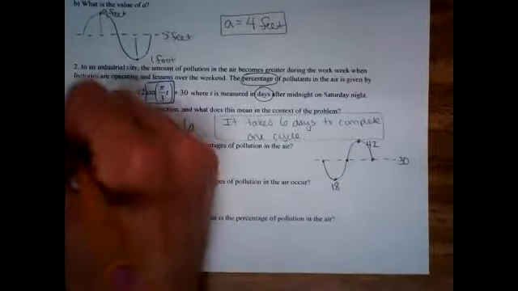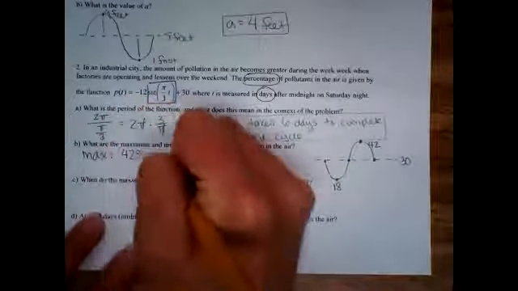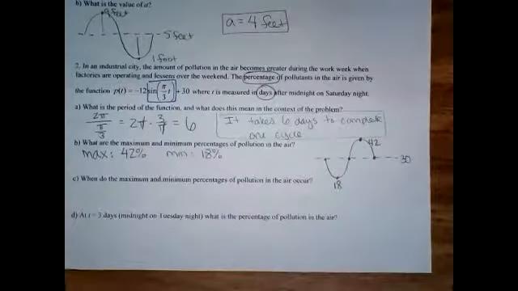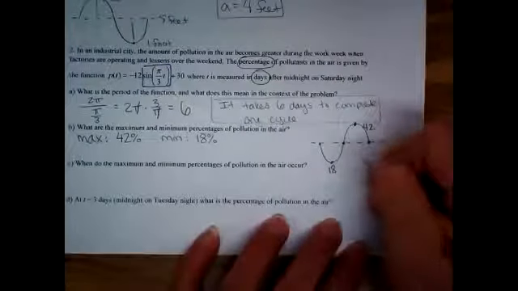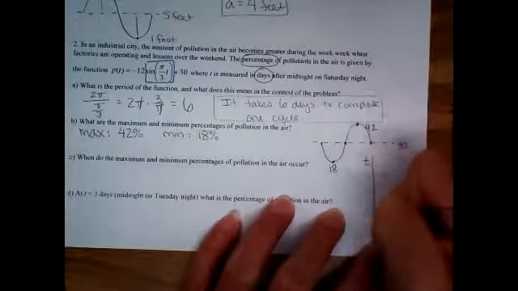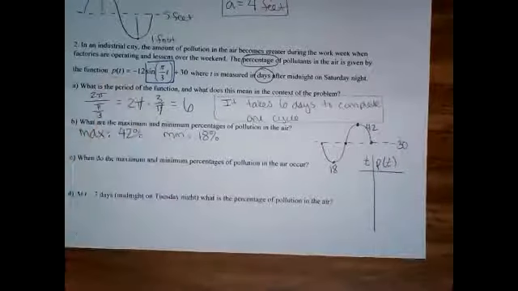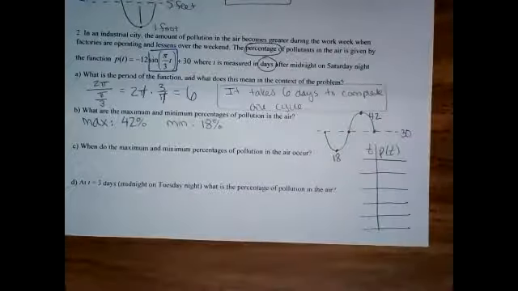So what is the maximum percentage of pollution? 42%, and the minimum is 18%. Just draw a picture, it'll help. Now C is when do those happen? Our picture doesn't show us the times when those happen. I would make a chart, with T for time, since we're talking about time, and P of T, P for pollution, is what's in the equation there. And I would just do the chart exactly like we just did on your quiz review and fill it in.